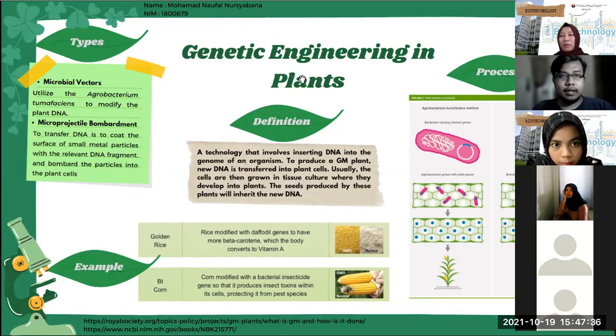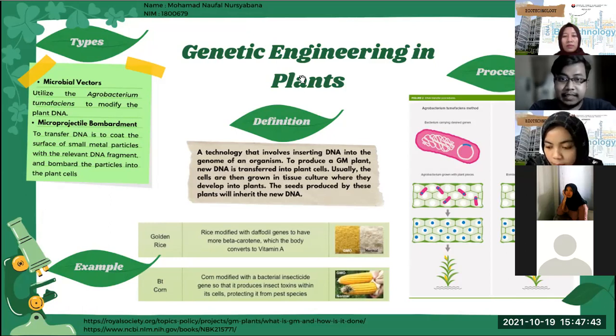First is the definition of genetic engineering in plants. Genetic engineering is a technology that involves inserting certain DNA into the genome of an organism. To produce a genetically modified plant, the specific new DNA that we want is inserted into a plant cell.